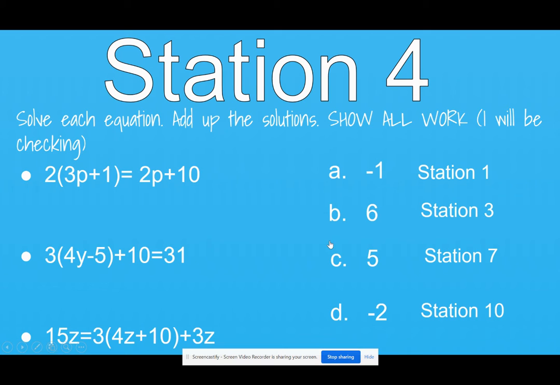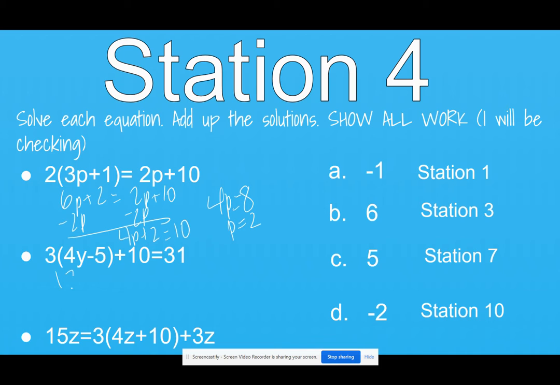This is where we have to show all our work. So I distribute, I get 6p plus 2 equals 2p plus 10. Subtract 2p from both sides. Why have a negative variable if you don't have to? We get 4p plus 2 equals 10. Subtract 2, we get 4p equals 8. So my p is 2.